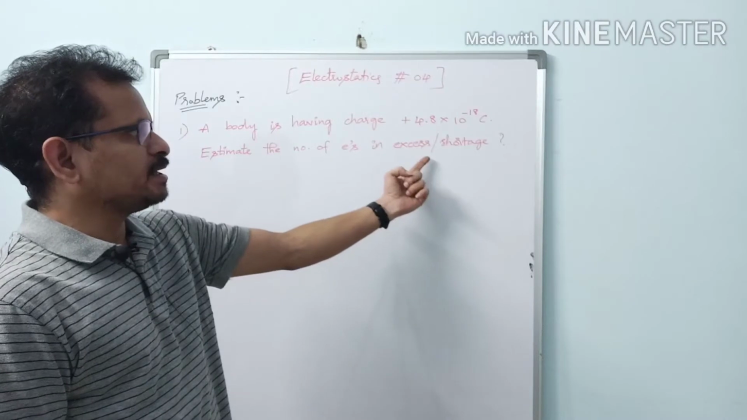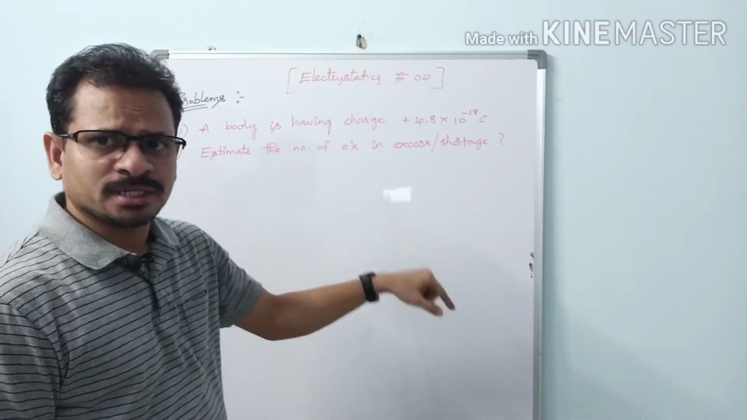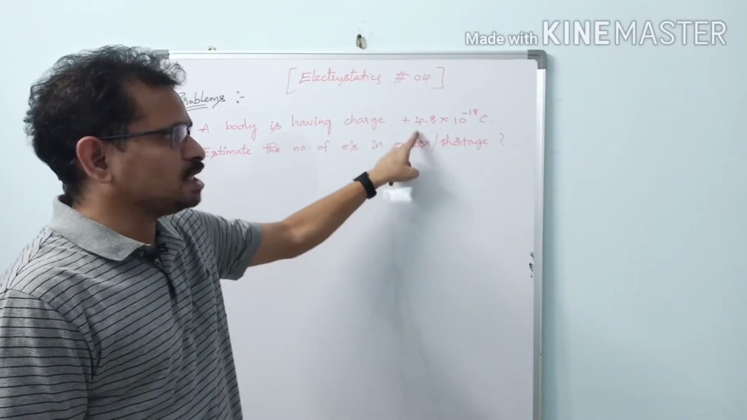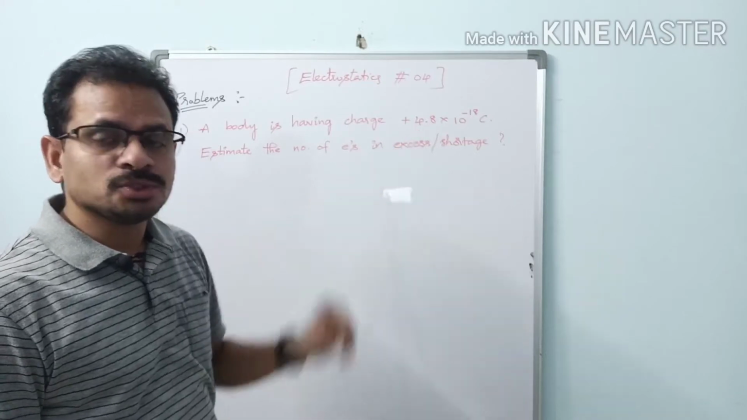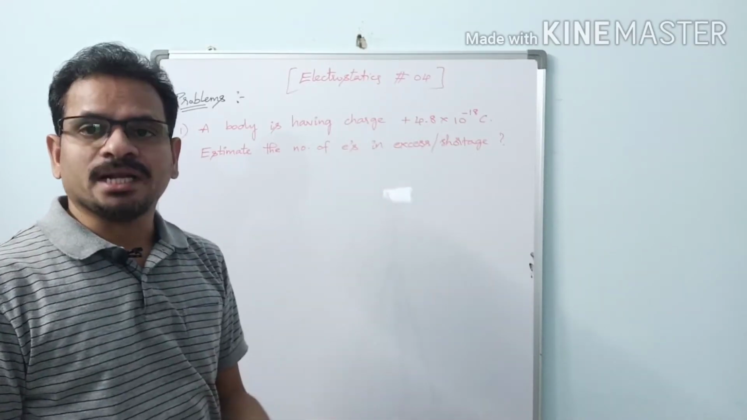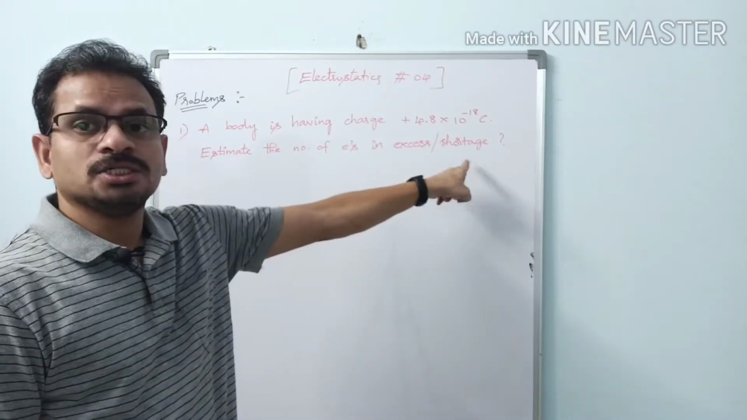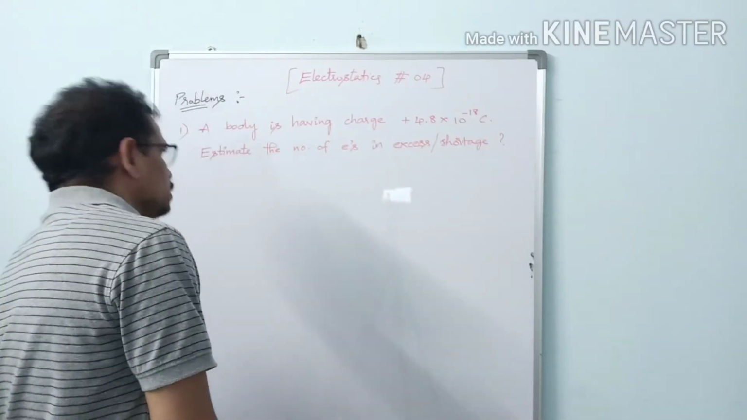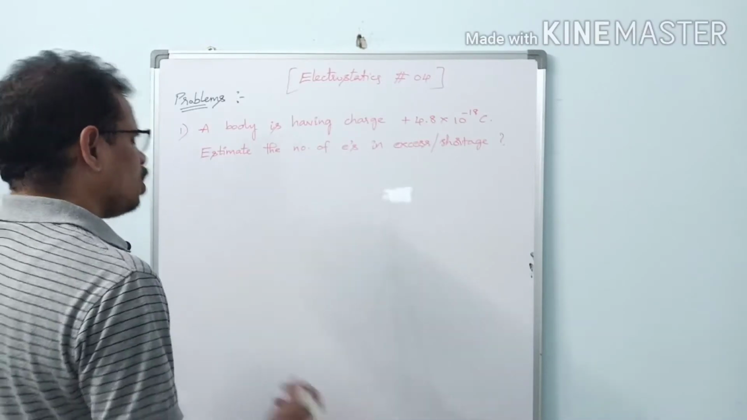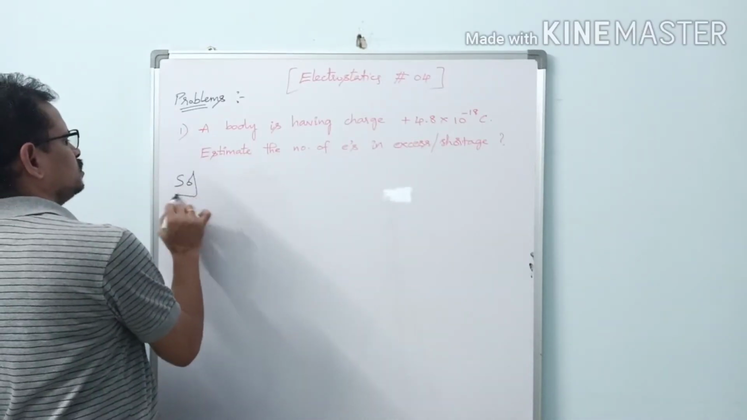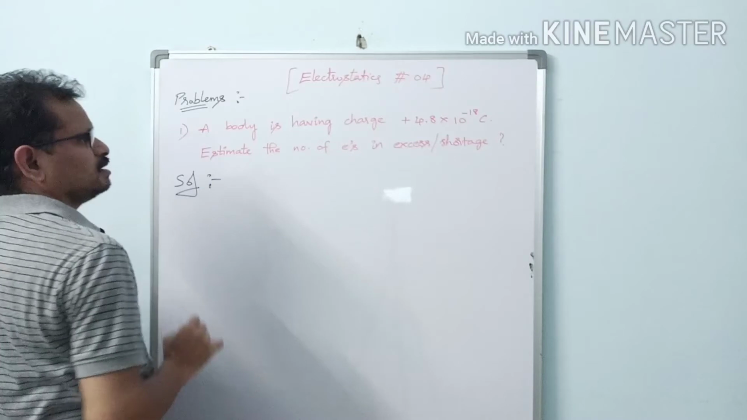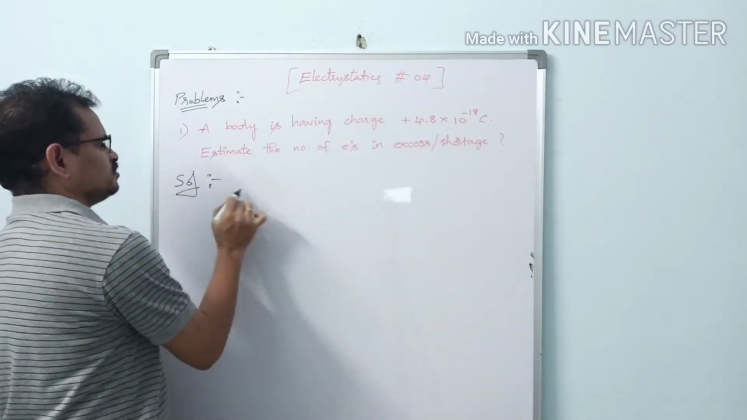Here we can tell whether electrons are in excess or shortage. What type of charge is this? Positive charge. Positive charge means deficiency of electrons. So here it is a shortage of electrons. Now let us find how much the shortage is. What is the concept involved here? It is the quantization of charge.